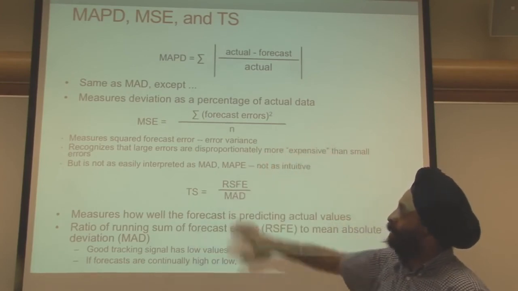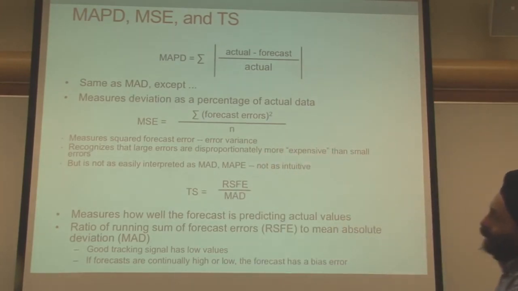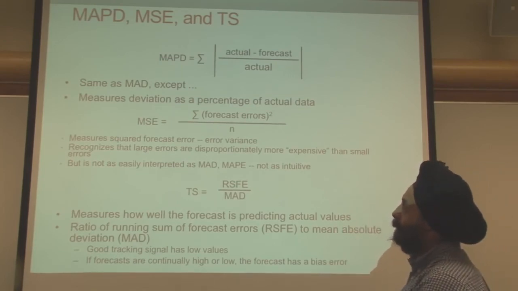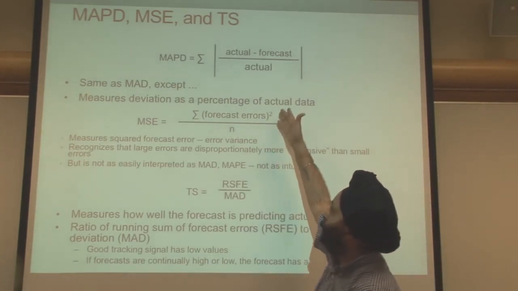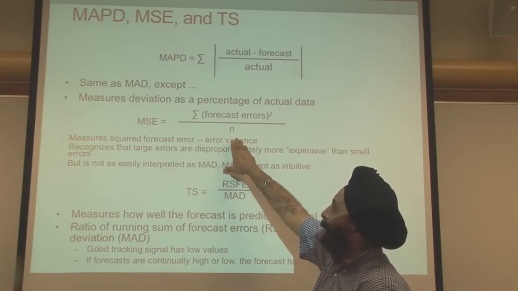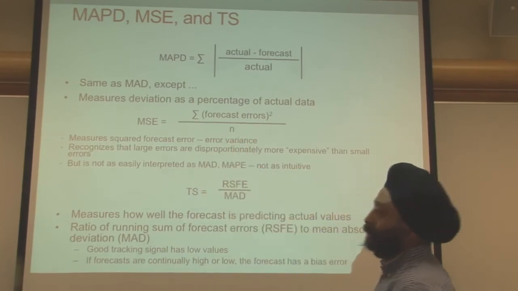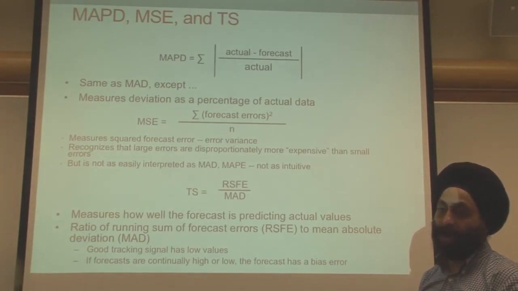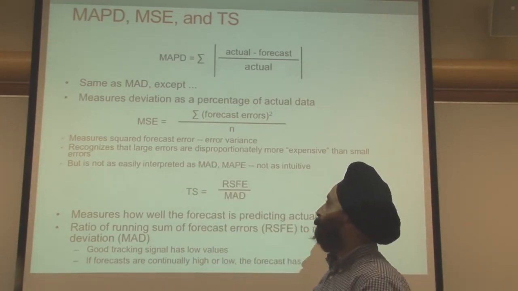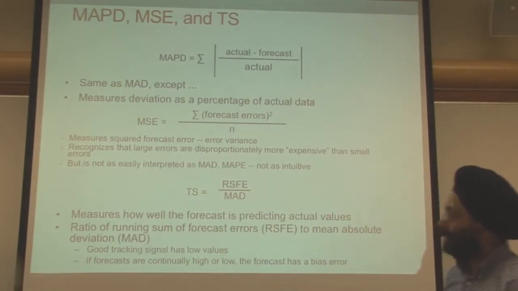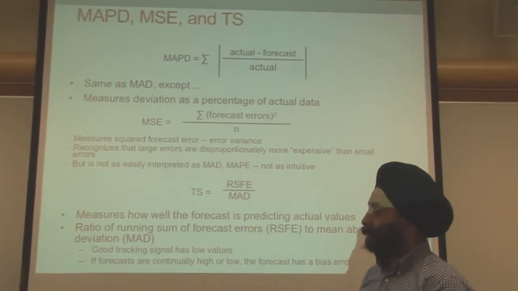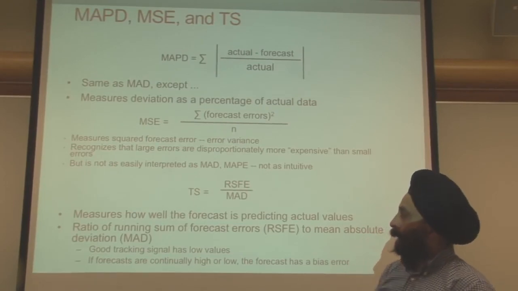In this case, this provides the same information as MAD except it measures deviation as a percentage of actual data. And then MSE is another forecasting accuracy measure which takes the forecast errors, squares them, then takes a summation of that and divides by n. It measures the squared forecast error, which is the error variance. Square root of error variance is the standard deviation that we all know about. This recognizes that large errors are disproportionately more expensive than smaller errors, but it's not very easy to interpret as compared to MAD and MAPE because of its non-intuitive nature.